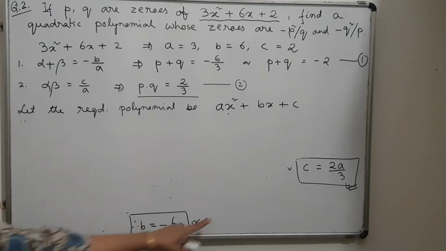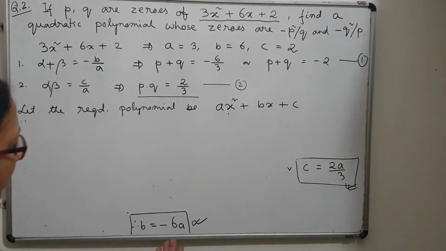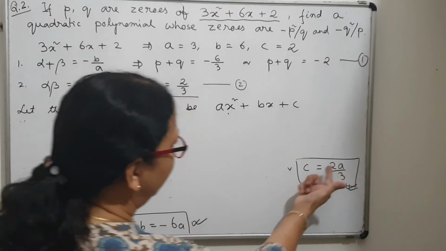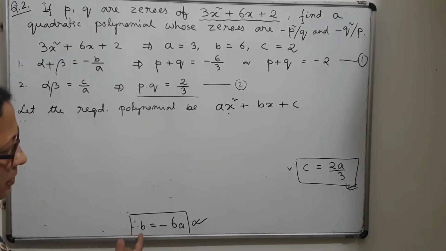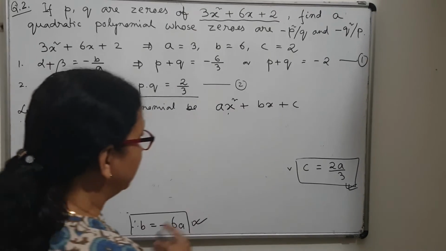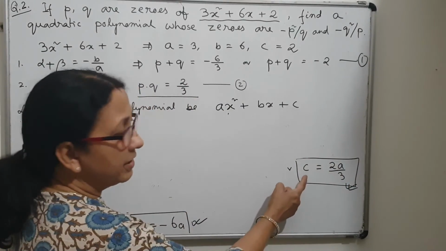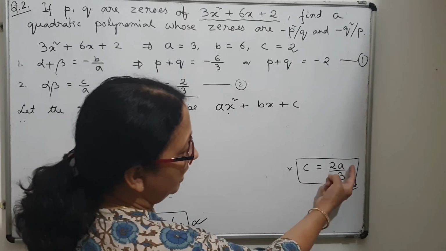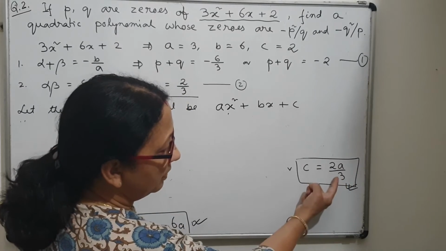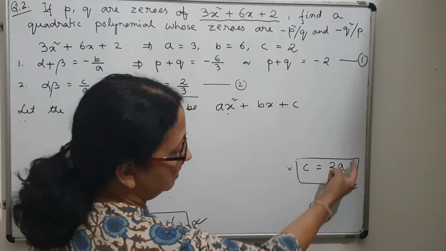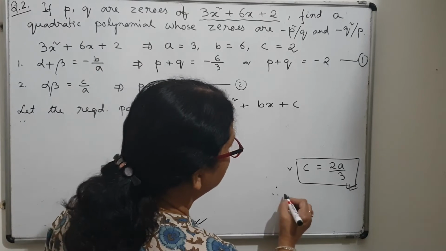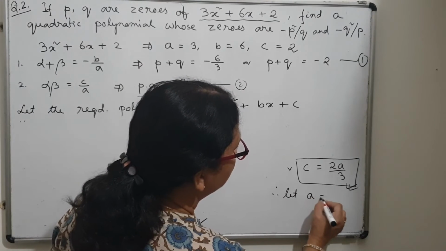So I have derived these two relations. Now I have to choose any suitable value of a, so that I can get the corresponding values of b and c. For getting some integral value of c, I have to take a in such a way that it is a multiple of 3, so that this gets cancelled. Therefore, let a be equal to 3.